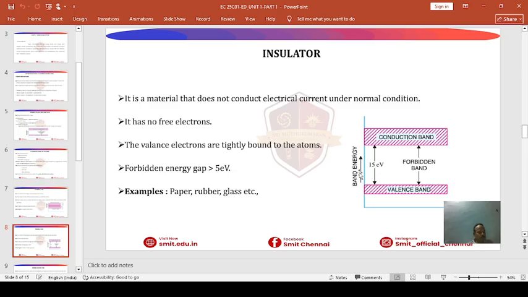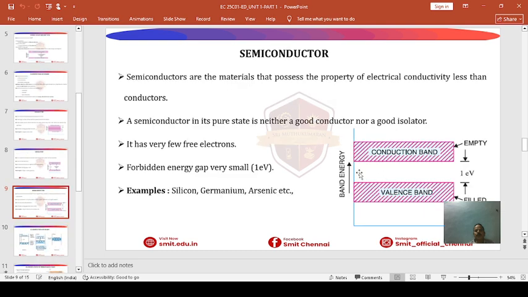Insulators have no free electrons. Their electrons are tightly bound to the atoms. They have a large forbidden gap, generally greater than or equal to 5 electron volts. The typical examples are rubber, glass, and paper. Insulators are generally used for protection as well as for insulation purposes.